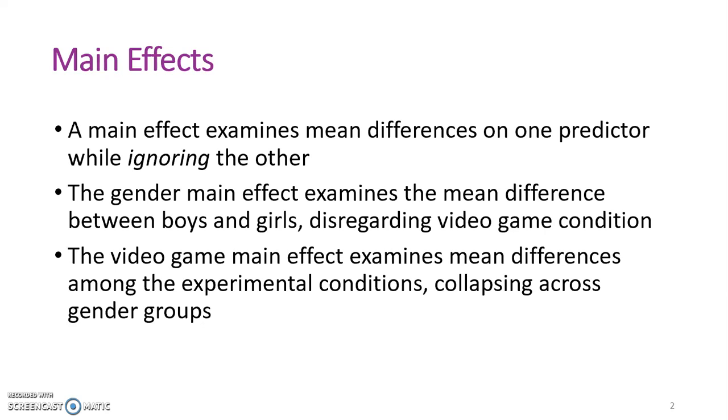So a main effect is going to examine the mean differences on one predictor while completely ignoring the other predictor. In the context of our video game example, the gender main effect would be the mean difference between boys and girls, completely disregarding video game condition, or collapsing over video game condition. The video game main effect would examine the mean differences among the experimental conditions, collapsing across gender groups or entirely ignoring gender.